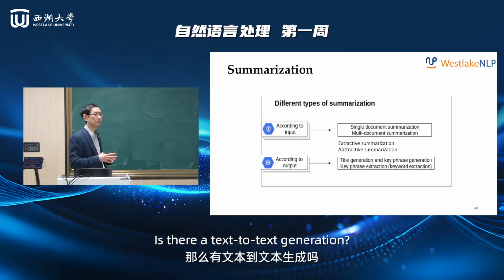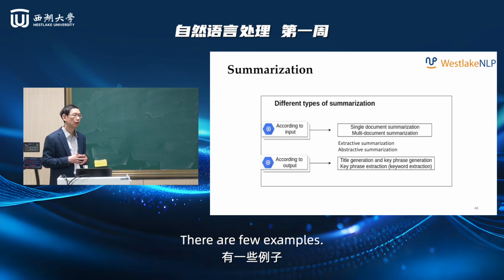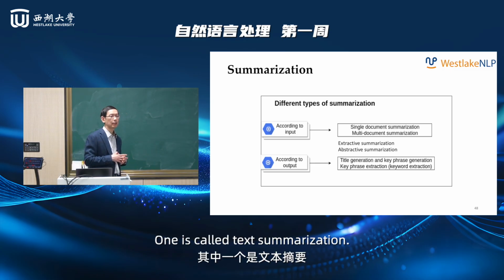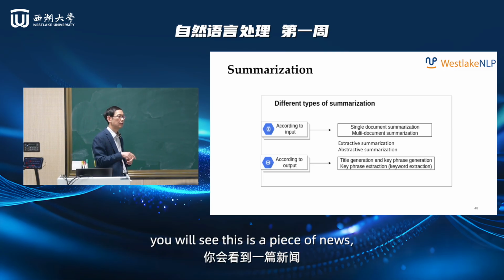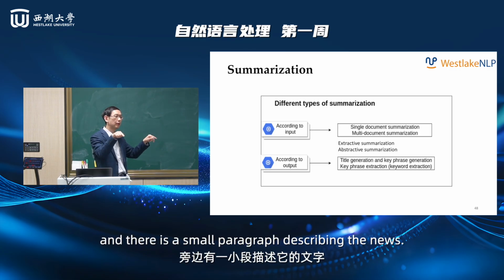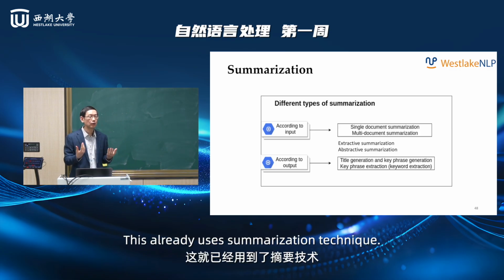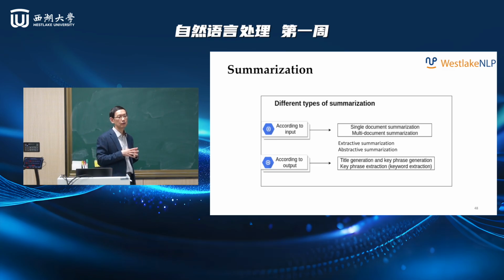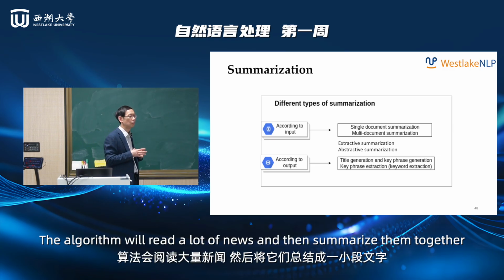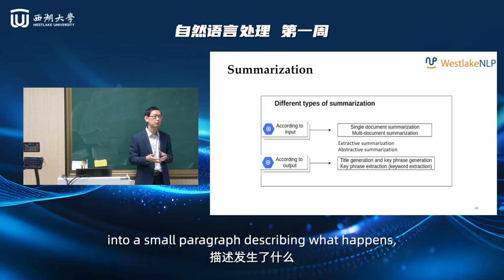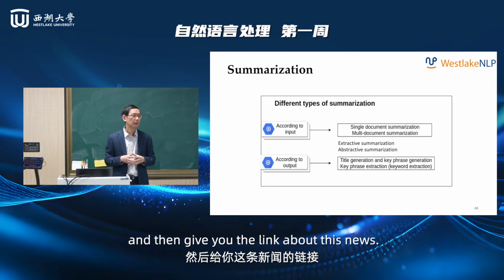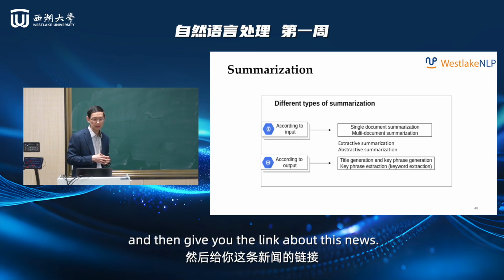Is there text-to-text generation? There are a few examples. One is called text summarization. When you read Baidu News or Google News, you will see a piece of news and a small paragraph describing the news. This already uses summarization technique. The algorithm will read a lot of news, summarize them together into a small paragraph describing what happens, and then give you the link to these news.